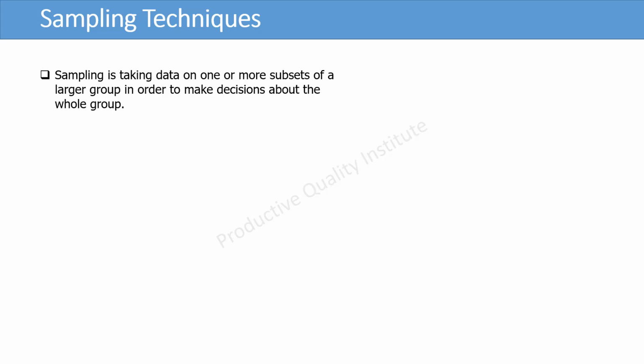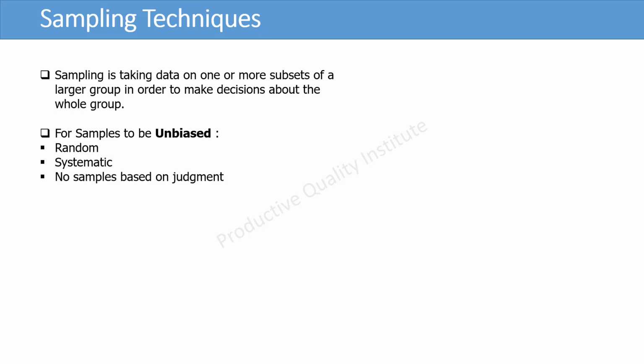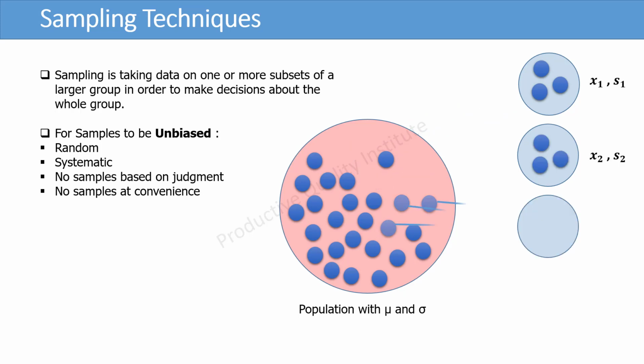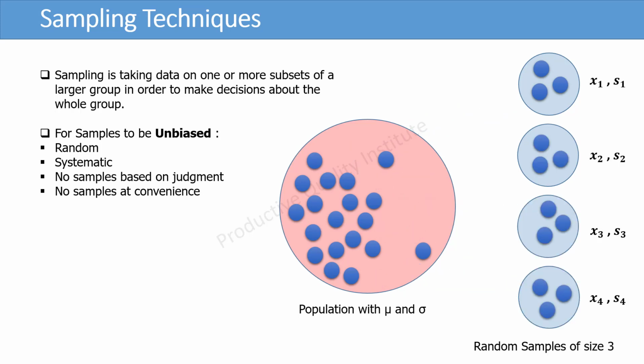Sampling is taking data on one or more subsets of a larger group in order to make decisions about the whole group. It is important for samples to be unbiased. And to do that, the sample must be random, systematic, no samples based on judgment, no samples at convenience. For example, for a population with mu mean value and sigma standard deviation, we take 4 random samples with size 3 pieces per sample, each sample with mean value of xi and standard deviation of si.